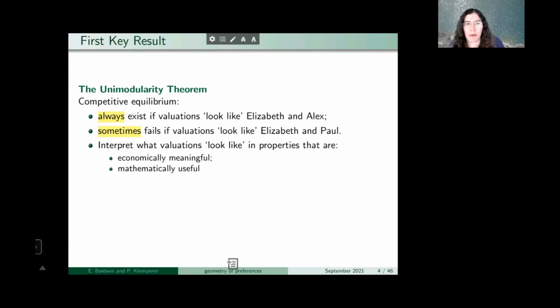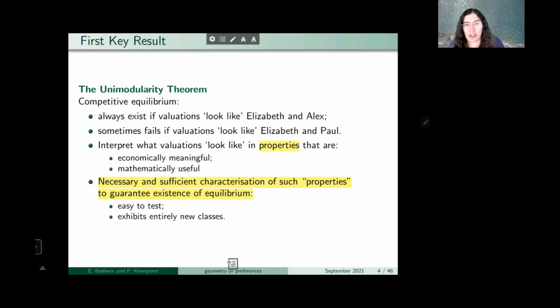It explains that competitive equilibrium will always exist if we have an Elizabeth and Alex type situation, and it'll sometimes fail if we have an Elizabeth and Paul type situation. And we will interpret in terms of pictures, in terms of what things look like, things that are economically meaningful, but also mathematically easy to get your hands on, which is why we then get such a strong theorem out. In particular, we get a necessary and sufficient characterization of the sort of properties that we can guarantee equilibrium with. It's easy to test and it exhibits entirely new classes.